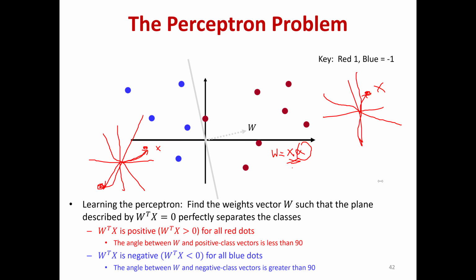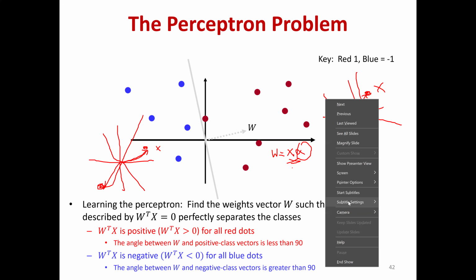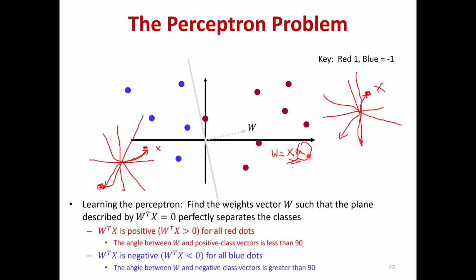But then, what is the best weight vector in this case? W equals -X, correct? You want the weight vector to point exactly away from X. This makes sense to everybody? I guess so, because many of you are saying this, right? And so this is the angle.